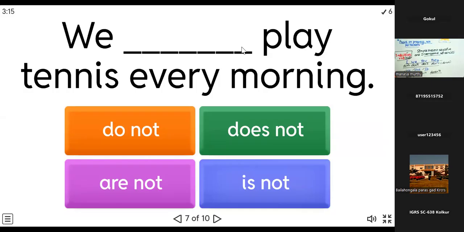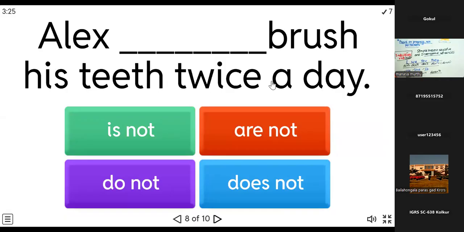Alex dash brush his teeth twice a day. How would we say if at all the sentence was in positive form? Alex brushes his teeth. Exactly.